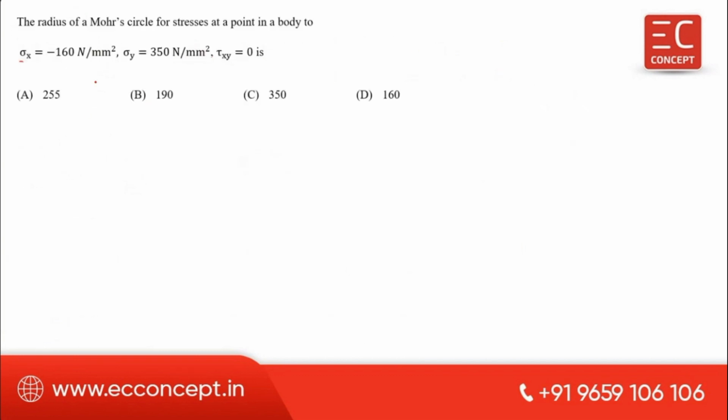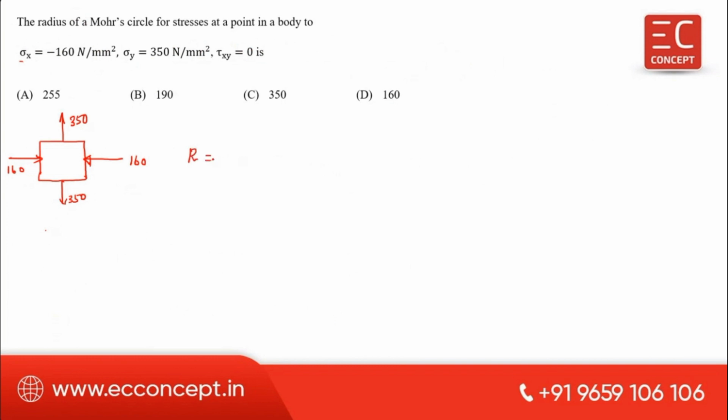Now see this question. The radius of the Mohr circle for the stress system at a point in a body, sigma x, sigma y, but tau is 0. Therefore, this is case A. The system is something like this. The first sigma x is minus, therefore the force is compression, 160. Here also 160. This is positive tension, so 350. This is 350, and here the shear stress is 0. Then what is the radius of the Mohr circle?